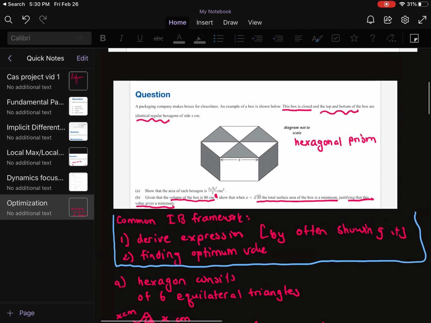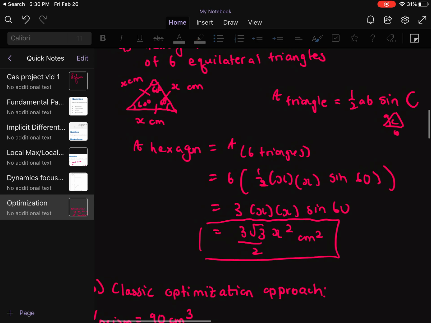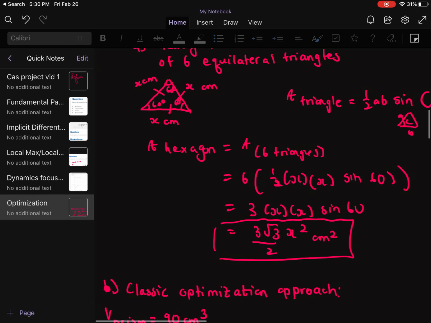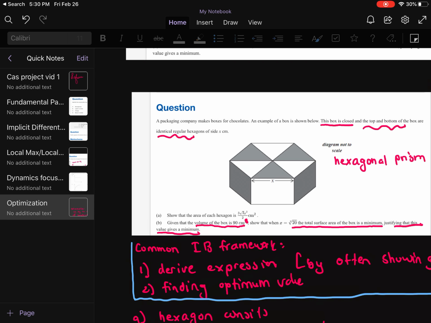Now, part B. Given that the volume of the box is 90 centimeters cubed, you have to show that when x, so this length, is equivalent to the cube root of 20, the total surface area of the box is a minimum. So this is a classic optimization problem. Before that, you have to consider that when you find the surface area of the box, you need to consider the h value, the height of the rectangle, right? Because it consists of 6 rectangles and 2 hexagons, and you need the height of the rectangle.